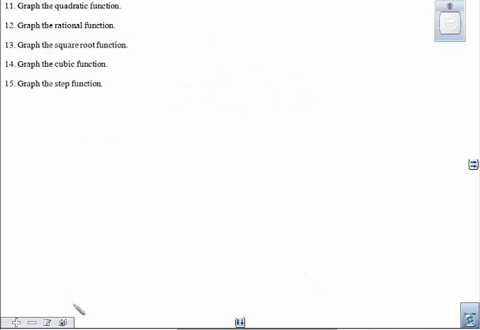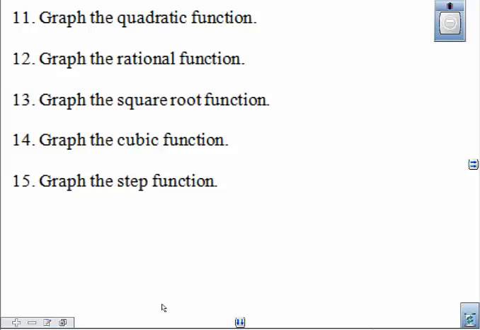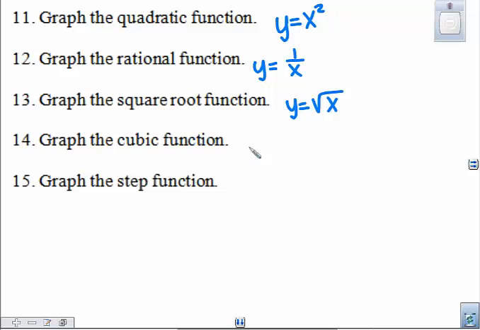11, 12, 13, and 14 are asking you to graph again. I'm not going to go through and graph all of these, but I will remind you what the equation is. These are the parent functions. Quadratic is y equals x squared. Rational is y equals 1 over x. Square root, y equals square root of x. Cubic, y equals x cubed. And step function is another term for greatest integer function.